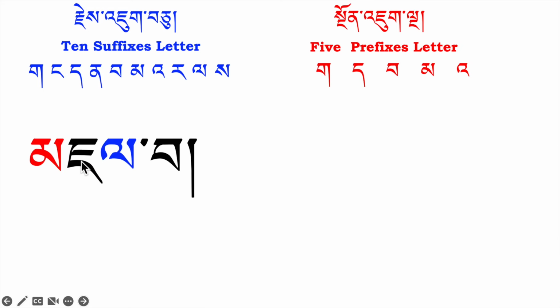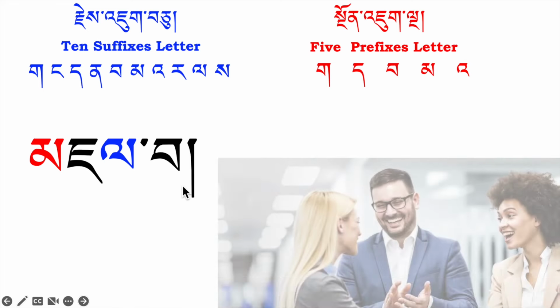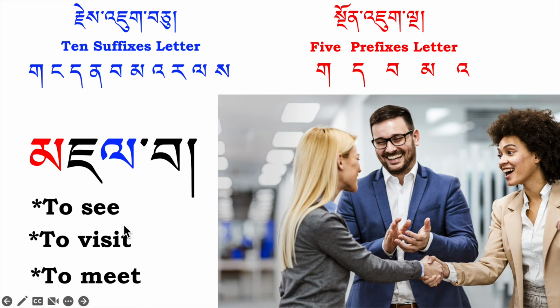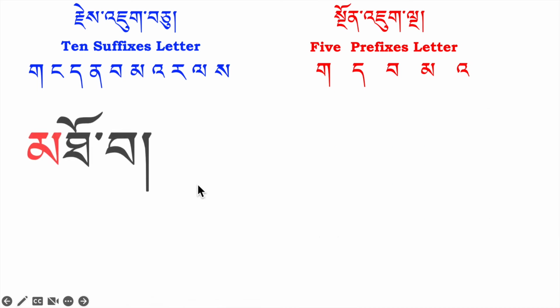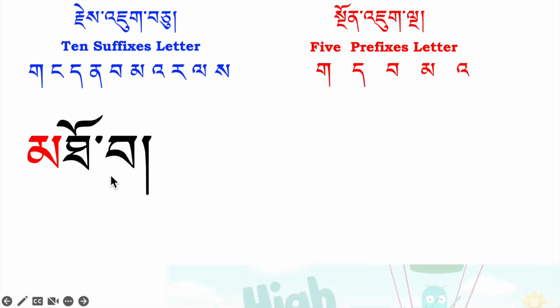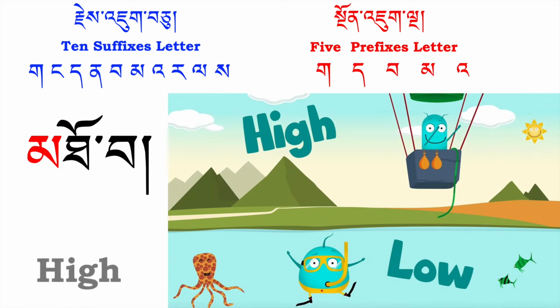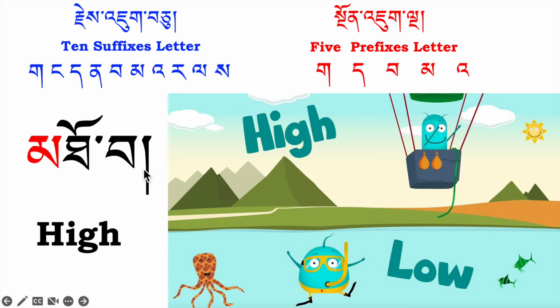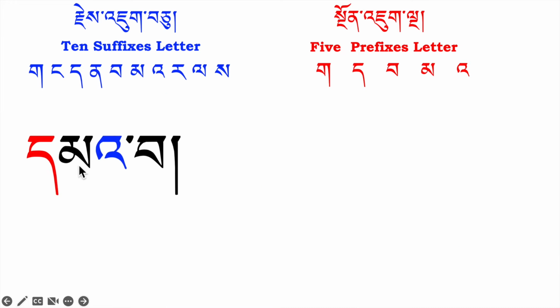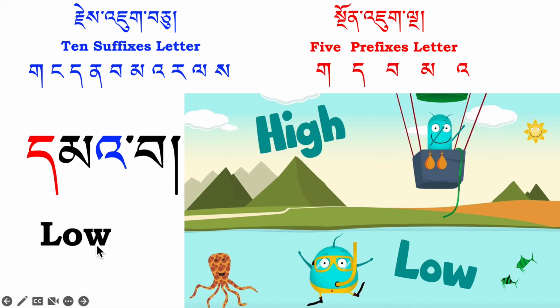Next, mjal ba, jalwa, meaning is to see, to visit, to meet. Jalwa. Next, mtho ba, towa, meaning is high. Towa. Next one, dma' ba, mawa, meaning is low. Mawa.